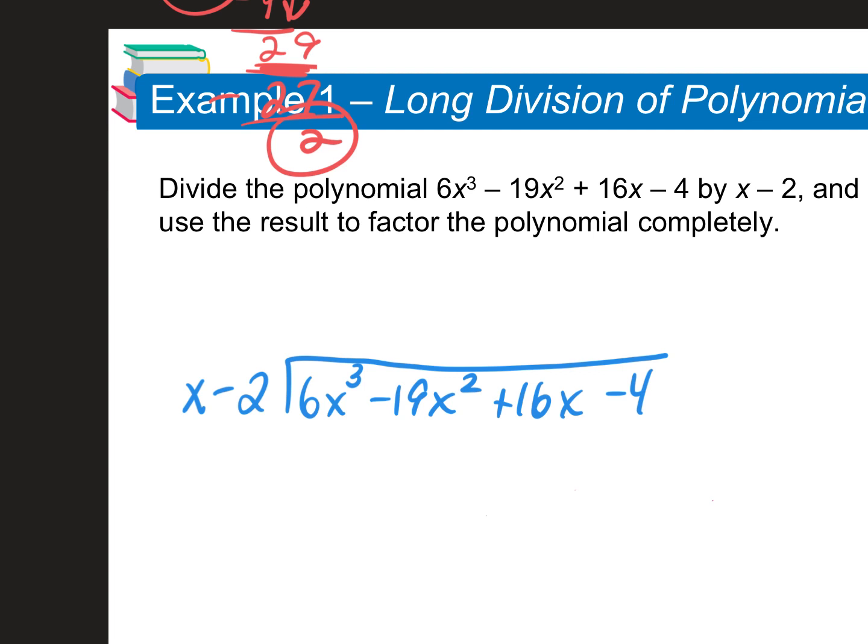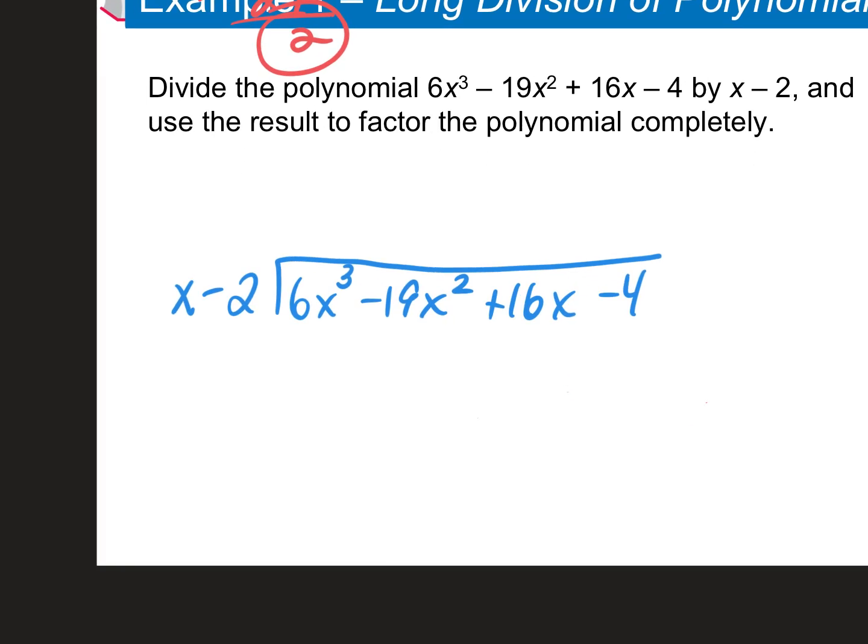Now, before you start your division, you have to make sure that there is no gaps in exponents. What I mean by that, what's the highest exponent you have? 3. So that means every single exponent needs to be accounted for. Do you have an x squared? Yes. Do you have an x to the first? Yes. Do you have a constant? Yes. If you don't have one, you have to put 0 as a placeholder.